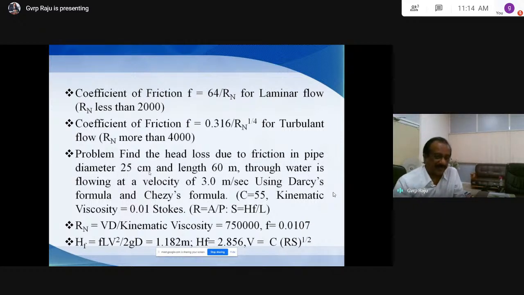Kinematic viscosity is again 0.01 in Stokes, so 0.01 centimeter square per second. Then convert into meter square per second: 0.01 into 10 power minus 4 meter square per second. So now Vd by nu, where V is 3, diameter is 0.25 and viscosity is 0.01 into 10 power minus 4. So the Reynolds number is 750,000.